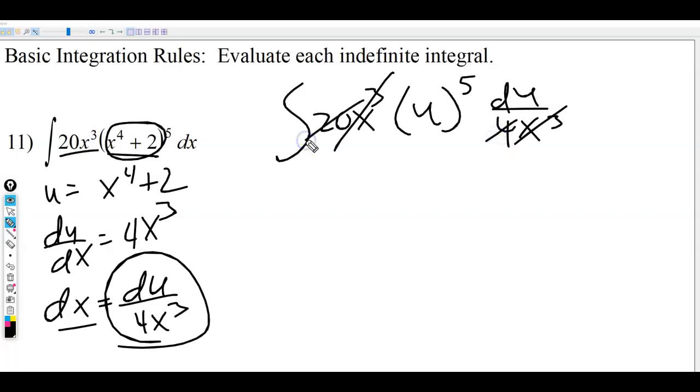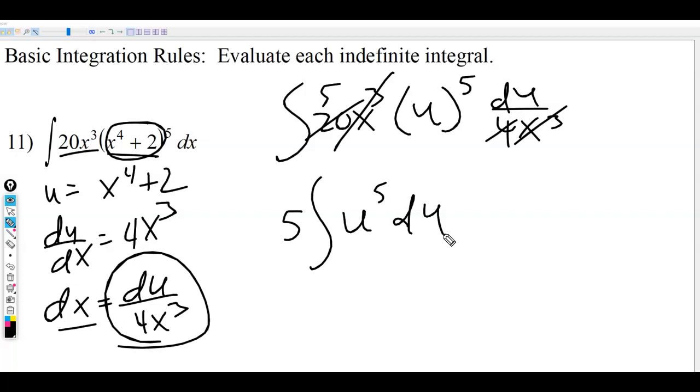4 goes into 20 five times. So here's a nice simplified way of writing this. By the way, anytime you have a constant, you can just push it to the outside of the integral. You don't have to push it out to the front, but you can. What you're not allowed to do is push variables out of the integral. Those are affected by the integration process, whereas constants are not.